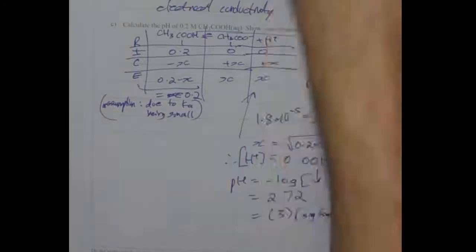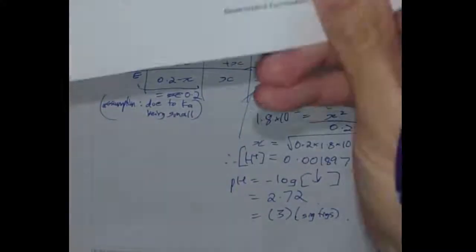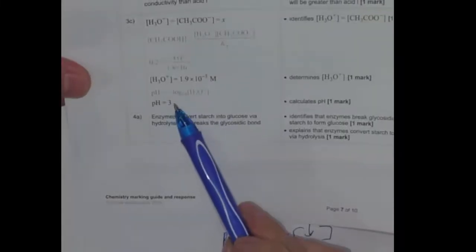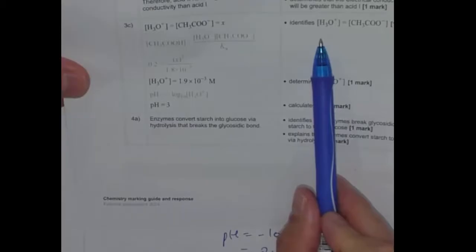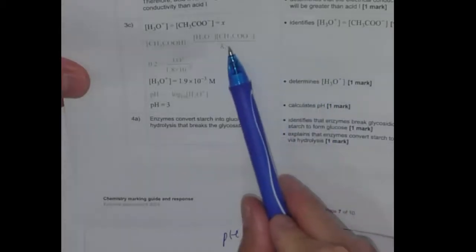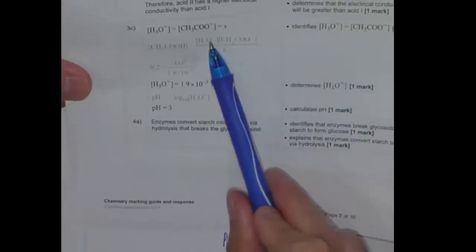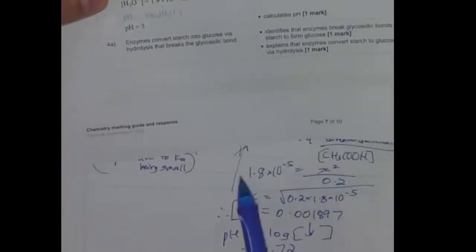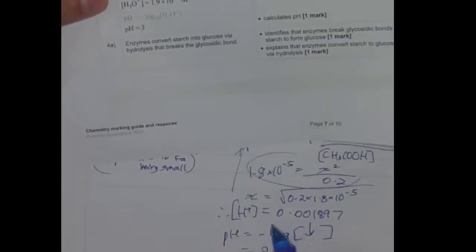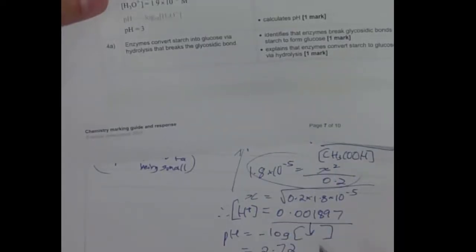God knows what they're going to say. Oh, they did do it to the correct sig figs. What am I doing here? H3O plus identifies the X equals concentration of that. What are they doing? 1.82x. Well, I agree with that. They don't round up there, which is wrong.